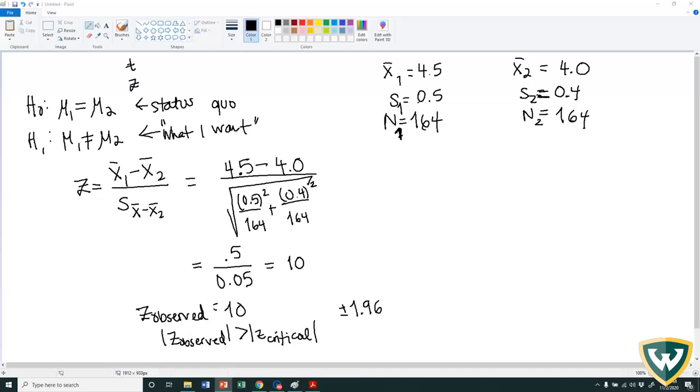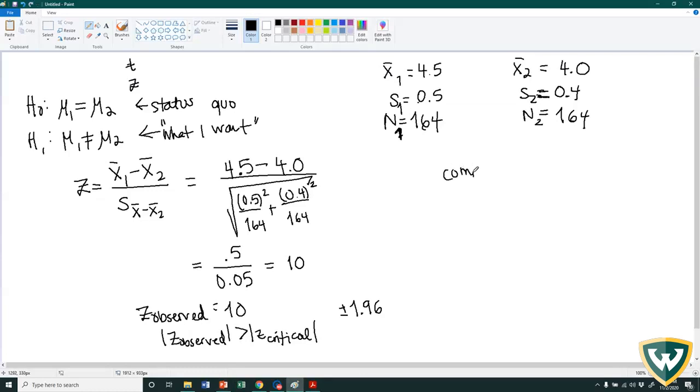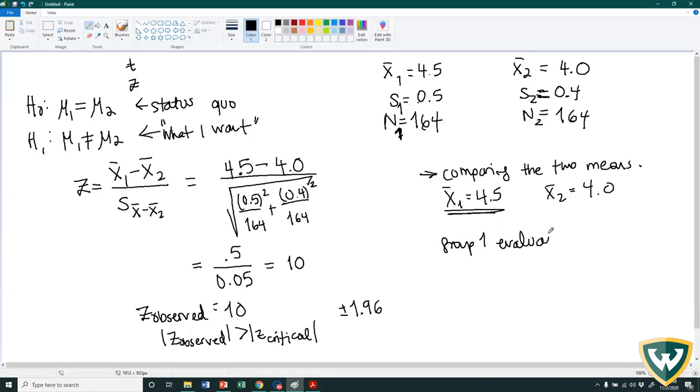And you can only infer about the difference between the two means because we're doing a two-tailed test. But looking at the two means that are statistically significantly different according to our independent samples test, I can say that x1 bar is equal to 4.5 and x2 bar is equal to 4.0. I can say that group 1 evaluates packaging higher than group 2. And group 1 was looking at red packages, so red is evaluated statistically significantly higher than blue.